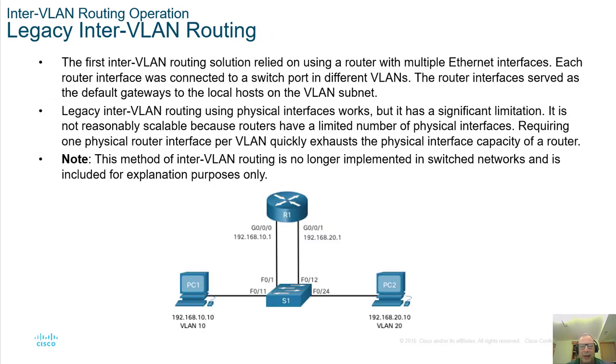Here's legacy inter-VLAN routing, and it's exactly what I had mentioned. On the left-hand side, we've got PC1 on VLAN 10, and we have PC2 on VLAN 20. What they really should have done here is identify that both of these interfaces are configured for VLAN 10. So FA0/11 and FA0/1 are both switchport mode access, switchport access VLAN 10. Over on the right-hand side, VLAN 20. Ports 12 and 24 are both set for VLAN 20. So that's all you've got to do.